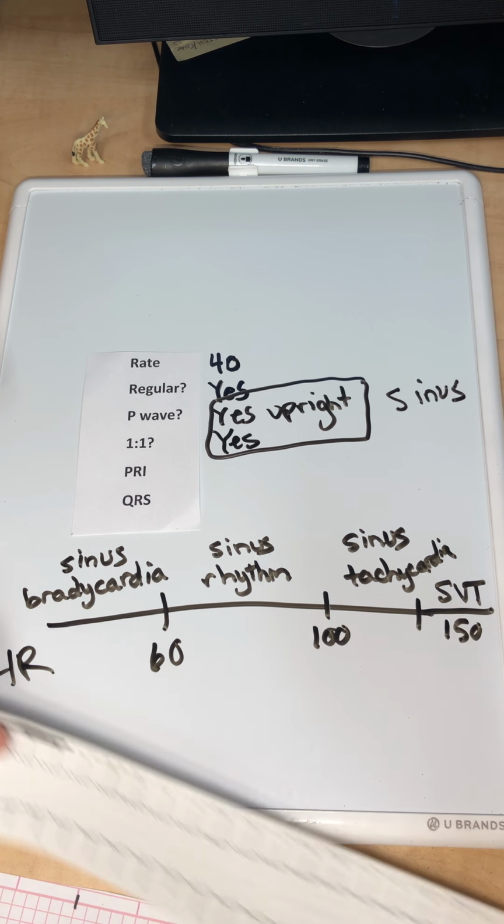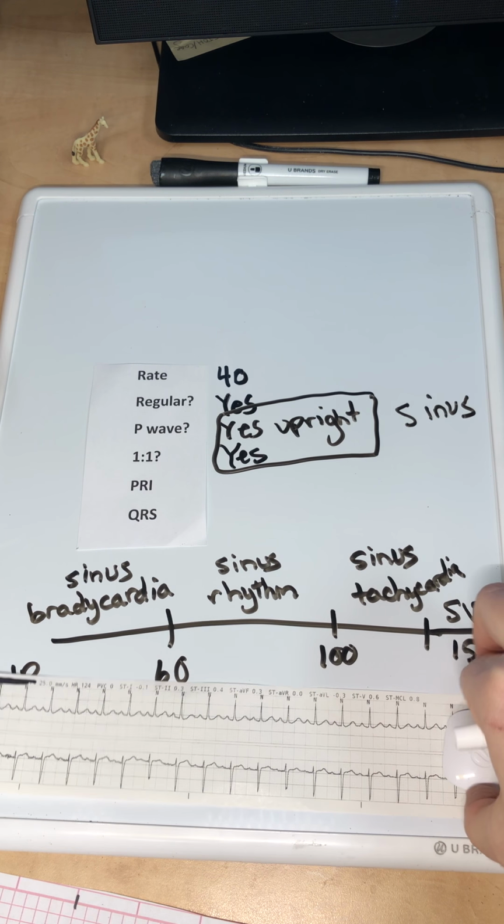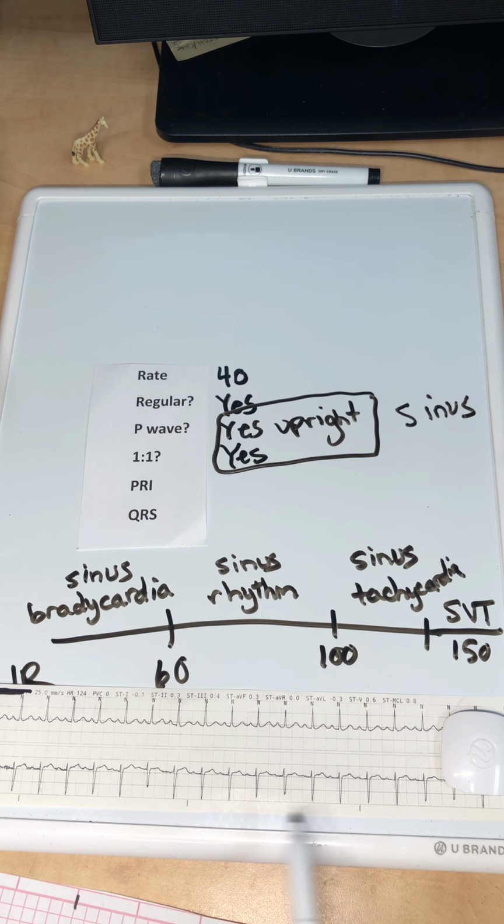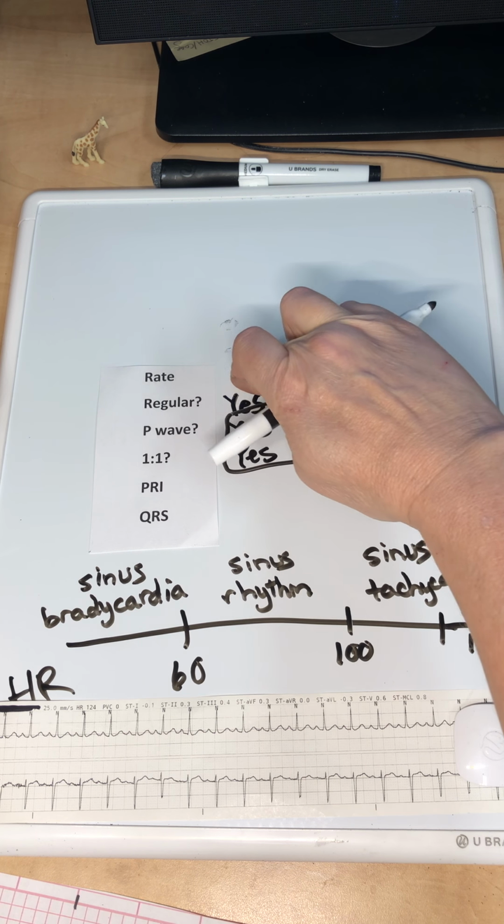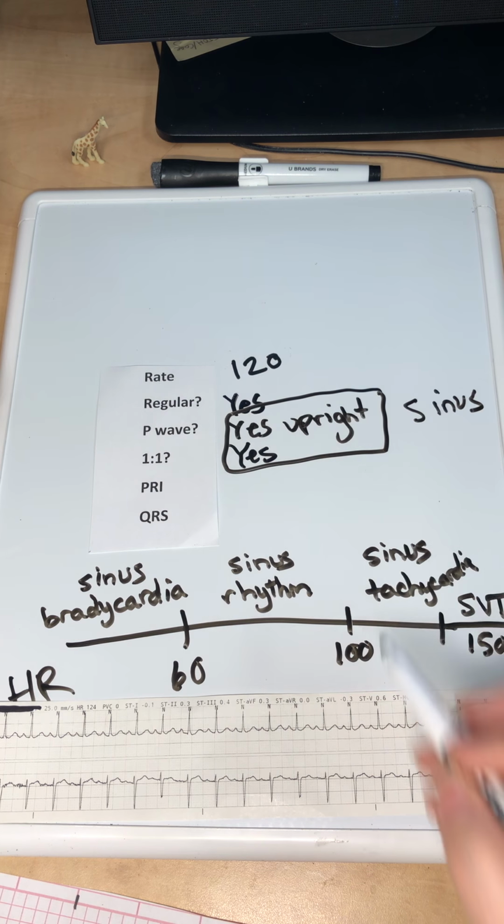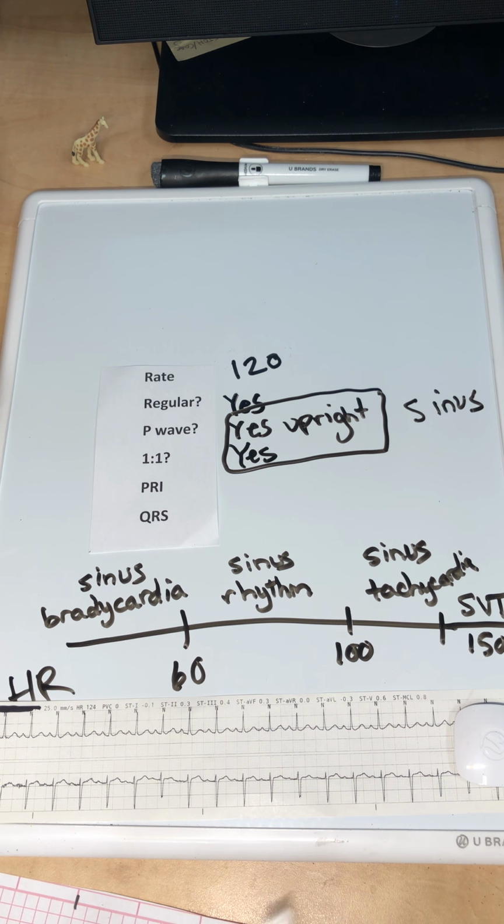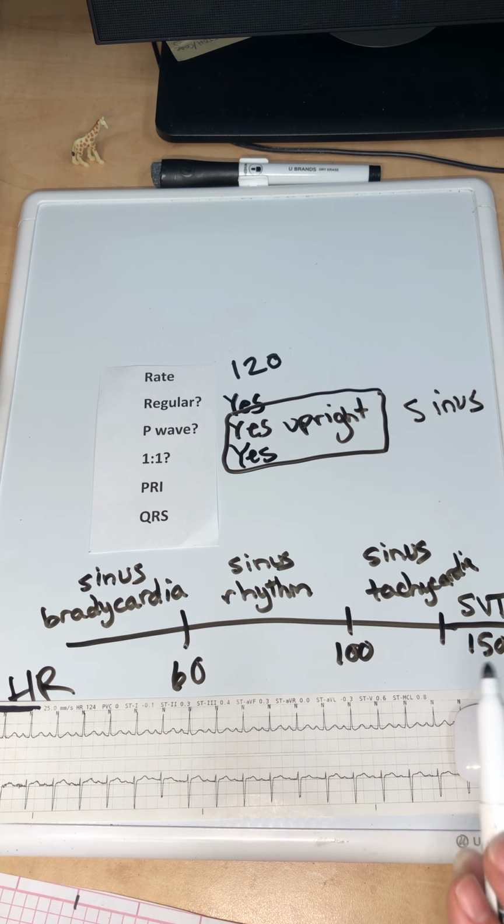All right, let's look at this strip here. Here's some tick marks here, here, and here. So let's count 1, 2, 3, 4, 5, 6, 7, 8, 9, 10, 11, 12. I see 12 QRS complexes within this 6-second strip. So this becomes a heart rate of 120, right? Just add a 0. Is it regular? Look at it. It looks super regular. It's very timely. It's falling right where it needs to fall.